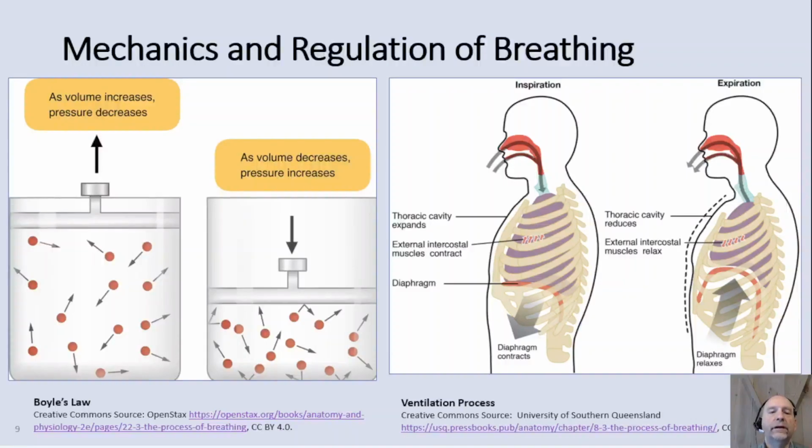In patients who regularly retain CO2 due to conditions such as chronic obstructive pulmonary disease, or COPD, their stimulus to take a breath can change to low levels of oxygen detected in the blood. This is called hypoxic drive.